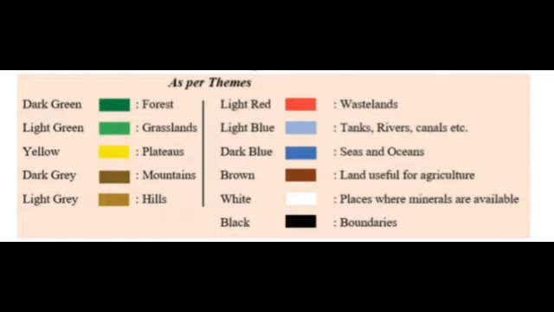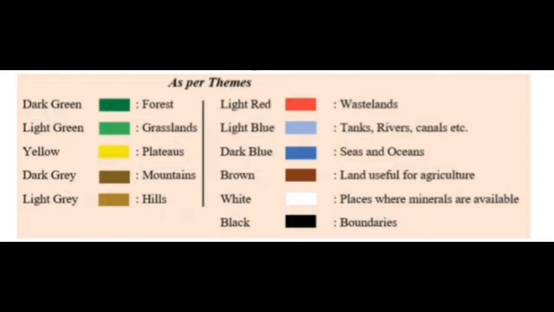Okay, as per themes, the given colors are used in the map. Dark green shows forest. Light green shows grasslands. Yellow shows plateaus. Dark green shows mountains. Light grey shows hills. Light red indicates wastelands. Light blue shows tanks, rivers, canals, etc. And dark blue shows seas and oceans.